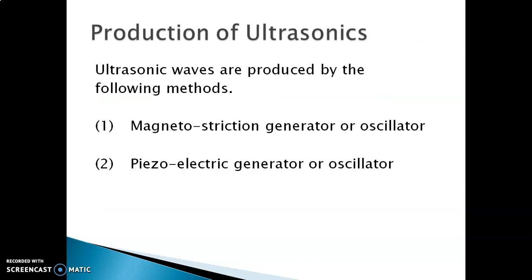Now we are moving to the production of ultrasonics. Ultrasonic waves are produced by two methods. The first one is called the magnetostriction oscillator, and the second method is called the piezoelectric oscillator method. So in this first lecture, we are going to discuss the first one, that is the magnetostriction generator or oscillator.